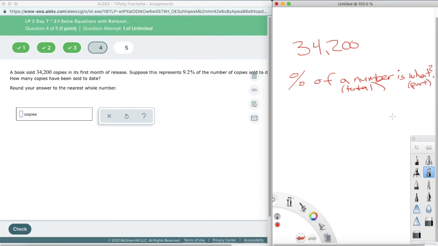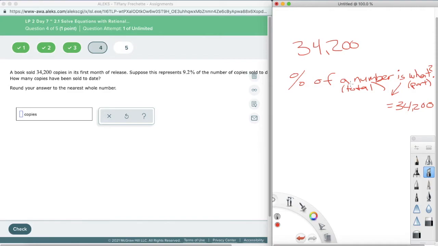So in this situation, we have 34,200 books that have sold in the first month of release, but that only represents a small percentage of what's been sold to date. So that's not our total, this is our part. So this is going to be the 34,200 on the end, the part. When I hear the word is, I know that that's an equal sign.